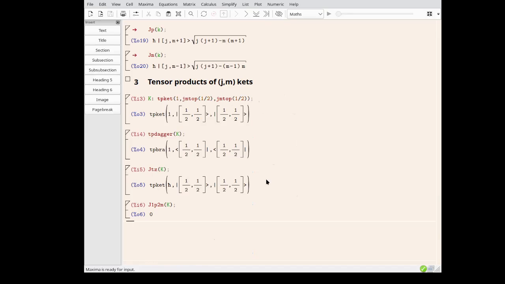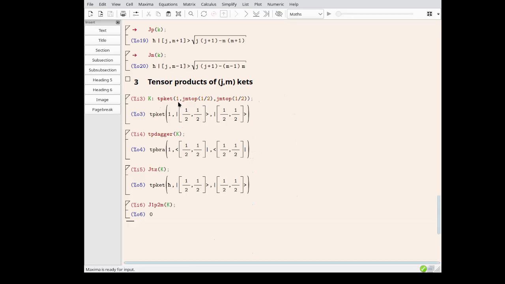Now, I mentioned tensor products, so it's of interest to solve problems with more than one particle. And in fact, if you have interacting spins, you need to address this through tensor product states of particles. So in the QM package, tensor product states are instantiated as follows. You use the TP ket, which means tensor product ket.